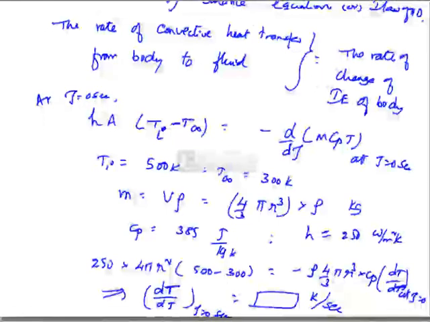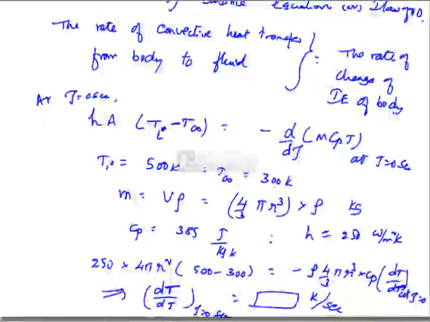Even if you check the Biot number from hS by K, where S is given by volume by surface area, we would definitely obtain a Biot number value much lesser than 0.1, which is the criteria for lumped heat capacity analysis. So at the moment the body is quenched, we had calculated the rate of fall of temperature.